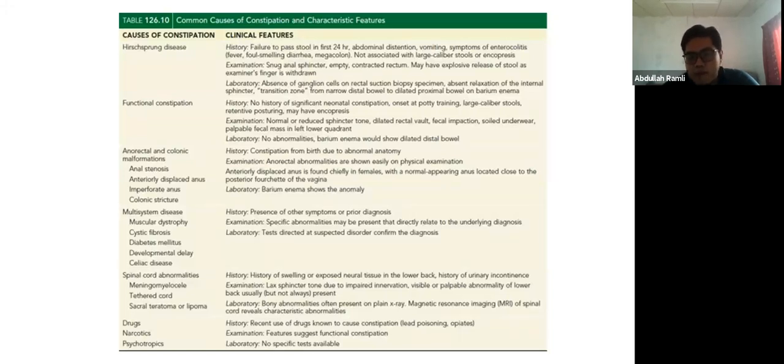So basically, this is the table that compiles the common causes of constipation.